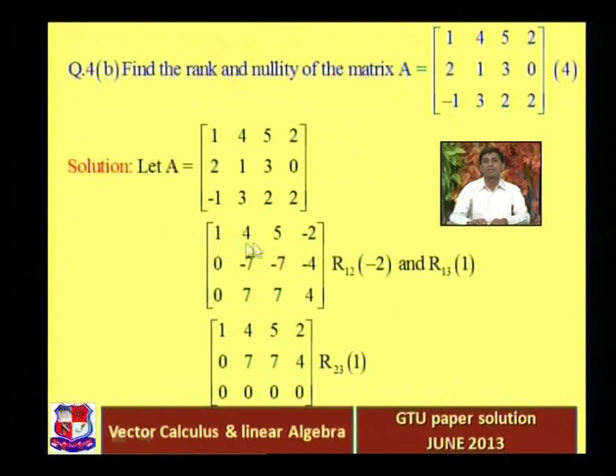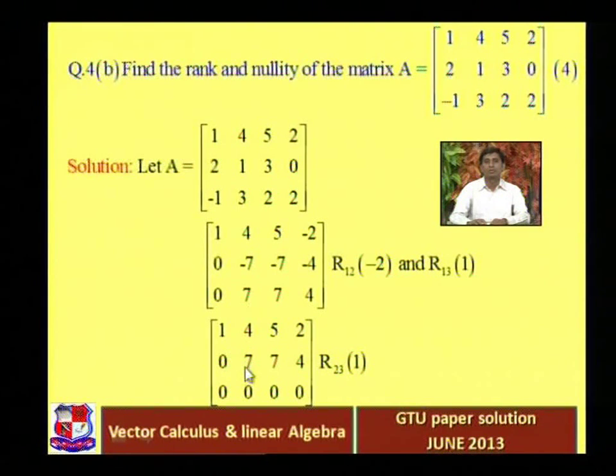So the first row is as it is, 1 4 5 2. Sorry, this is just a 2. The second row becomes 2 minus 2 is 0, 1 minus 8 is minus 7, 3 minus 10 is minus 7, 0 minus 4 is minus 4. Okay, this is a correction, here it is not minus 2, this is 2, because the first row is as it is. For the third row, we multiply the first row with 1 and add into the third row, so minus 1 plus 1 is 0, 3 plus 4 is 7, 2 plus 5 is 7, and then 2 plus 2 is 4.